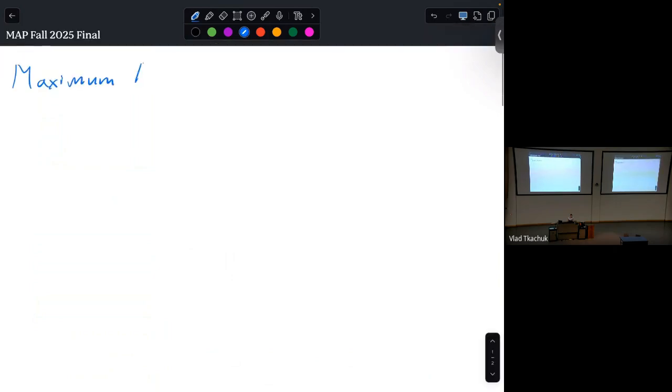So it's called maximum a posteriori estimation. And then people just call this MAP.